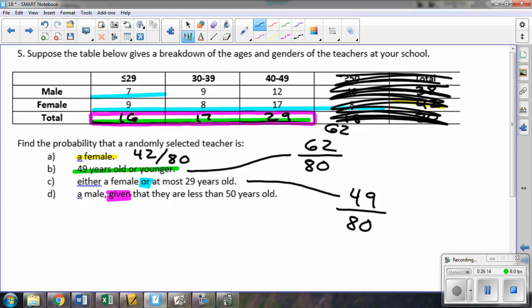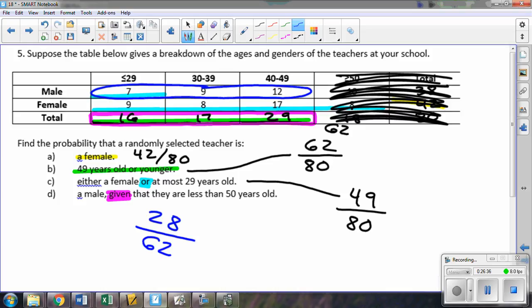So, what is the probability that they are male? Well, the males are here. There are 28 of them. Out of what sized group? Out of 62.